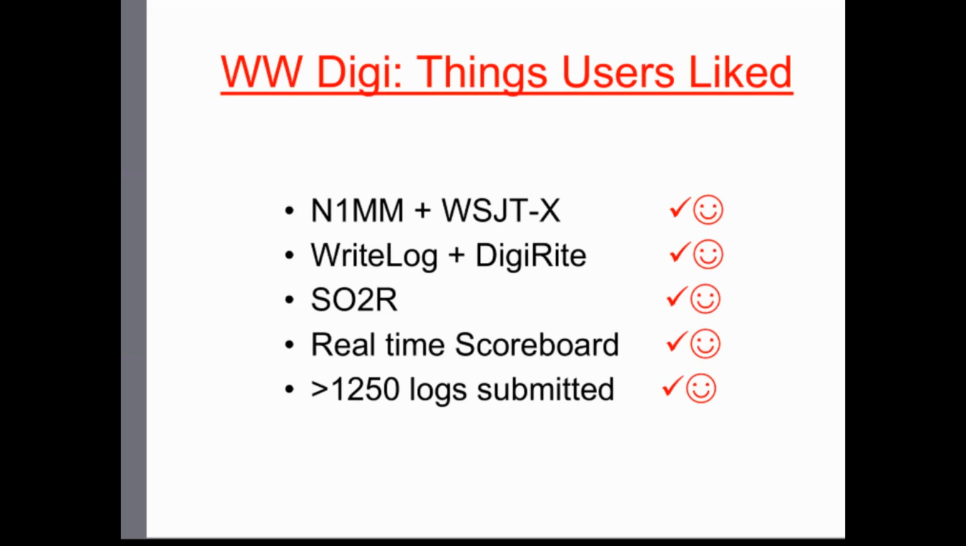So here are just some of the things that people really liked. N1MM together with WSJT-x, they worked very well. Write log together with the thing that W5XD calls Digi-write, which is basically a copy of the signal processing parts of WSJT. That worked well for the people that used it.